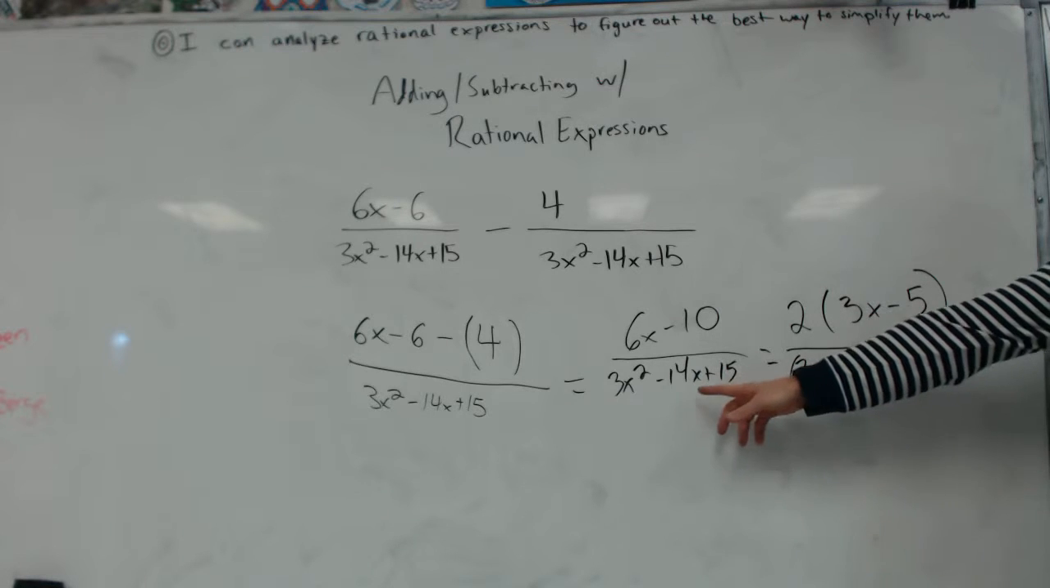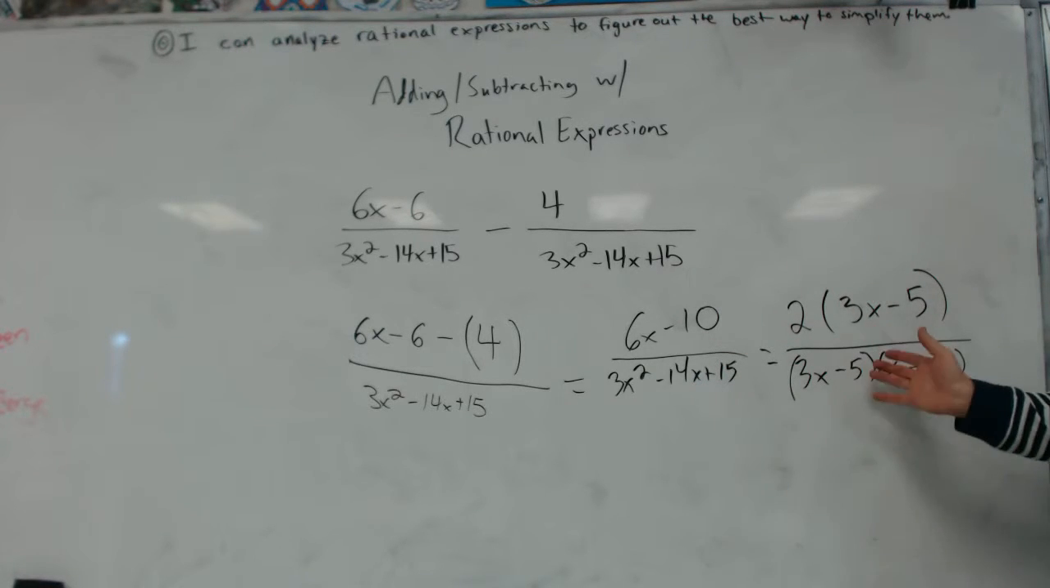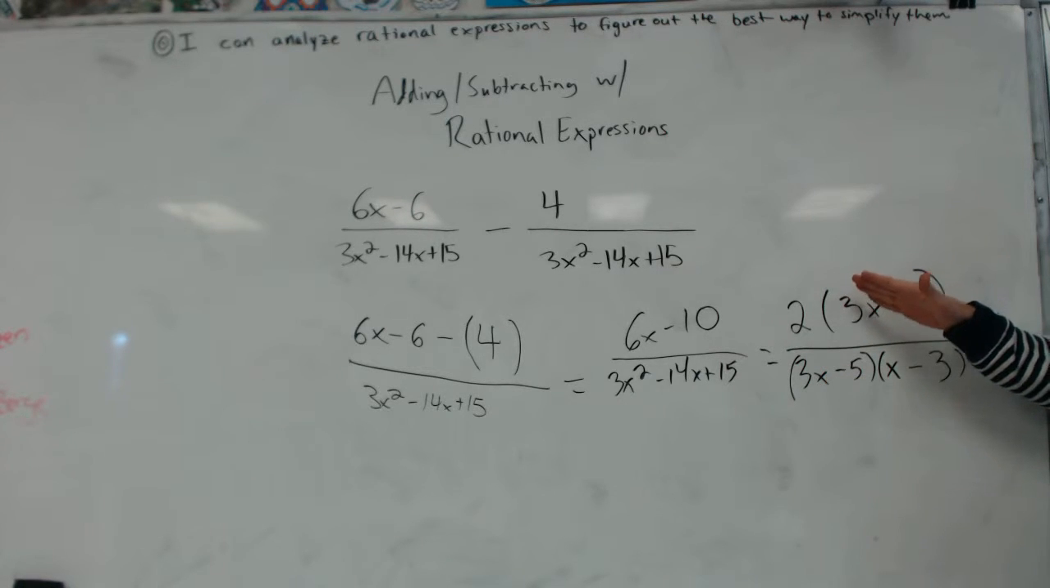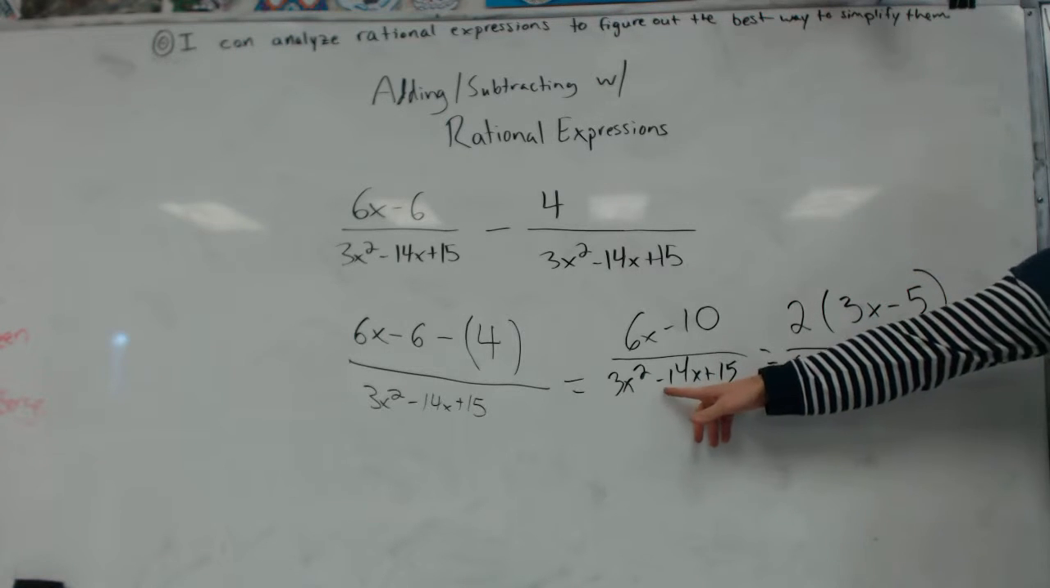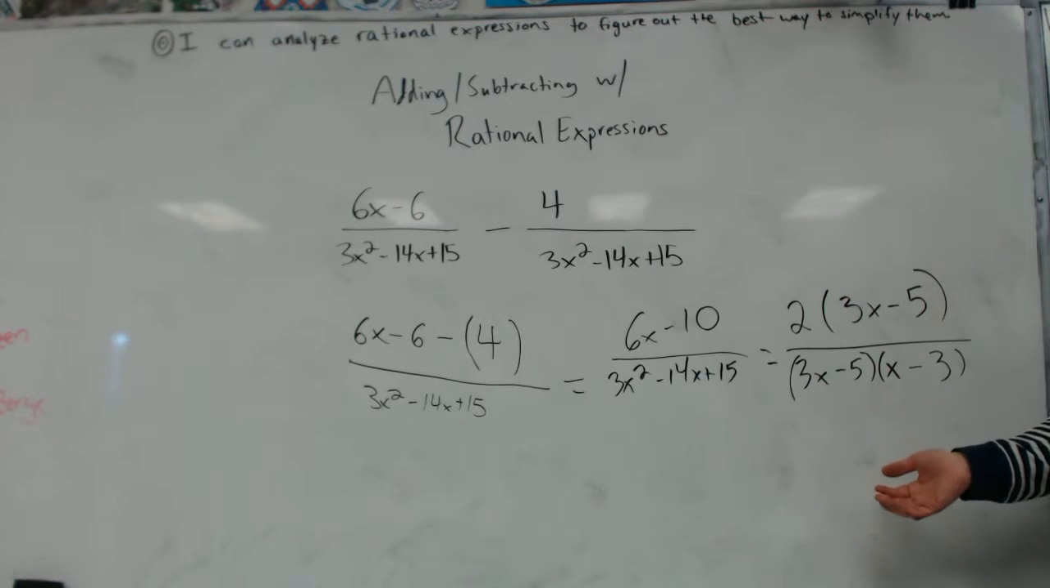Is it possible that I wouldn't? Yeah, it's totally possible. This could have some other factor, right? It could be like 3x minus 1 and x minus 15, right? It could be some totally different thing. But then I know that it's not going to cancel as well. So if I don't get this middle term back, then I'm not going to be able to cancel. I don't really have to factor them in that case.